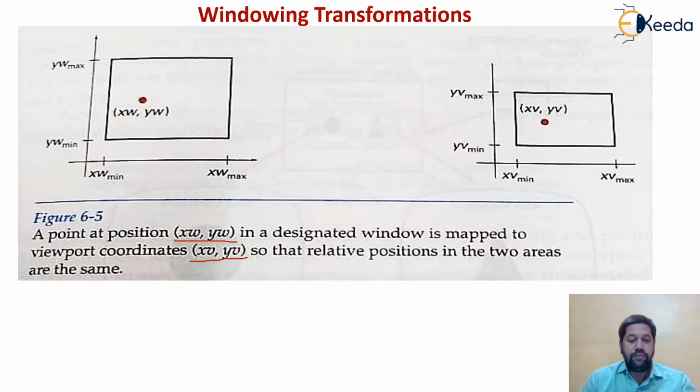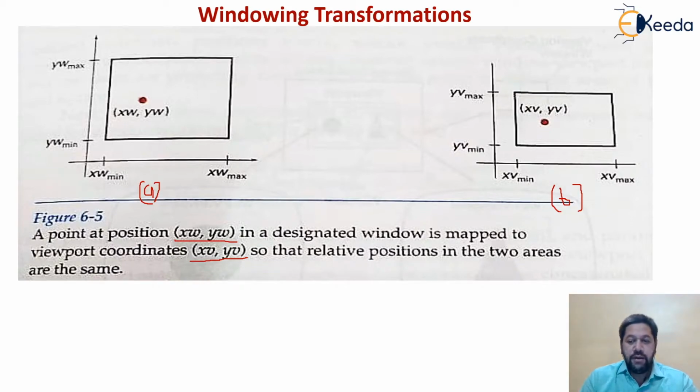I want everyone to look at this particular diagram in detail. Suppose I consider this as diagram A. Diagram A is represented in the world coordinate system, whereas diagram B is represented in the screen coordinate system or device coordinate system.